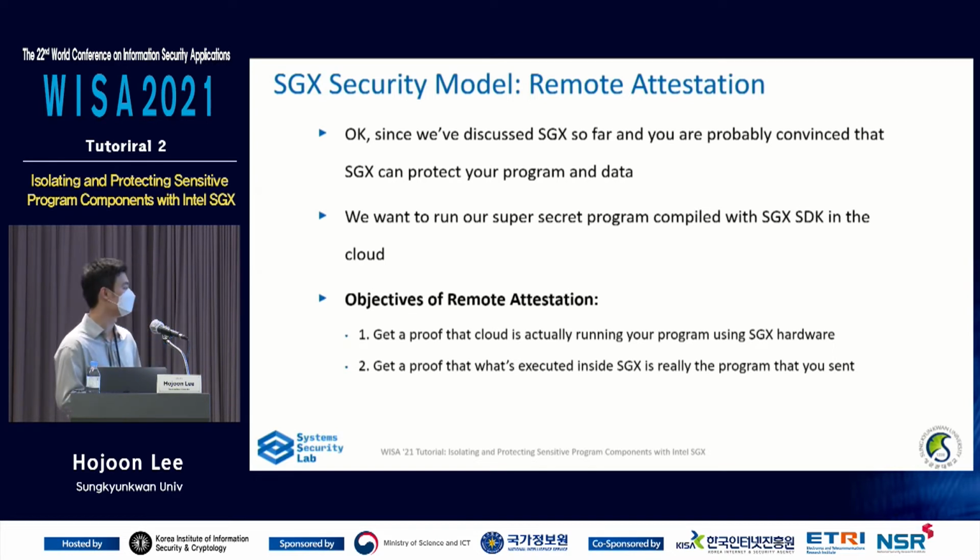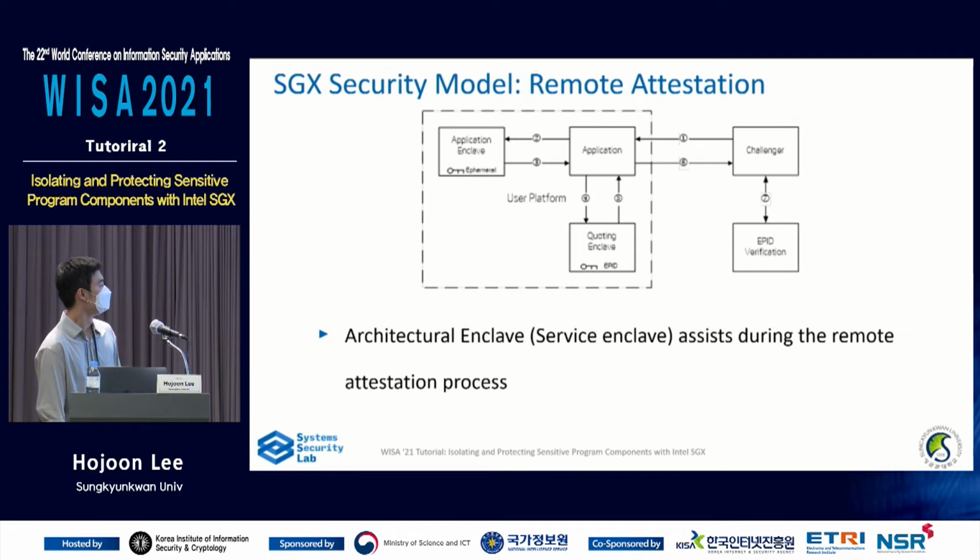First, you get a proof that the cloud is actually using genuine SGX hardware, and also a proof that your program inside SGX is unmodified. For remote attestation, every SGX SDK-installed system has what we call the architectural enclave. This is more like a service enclave that performs the remote attestation for you. The architectural enclave will take a measurement of your application enclave, sign it, and then send it back to you.